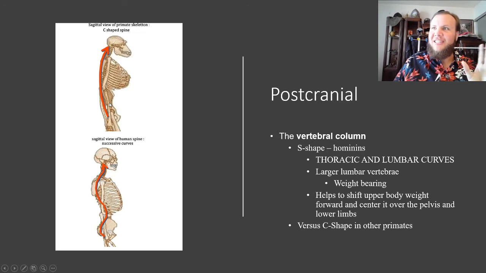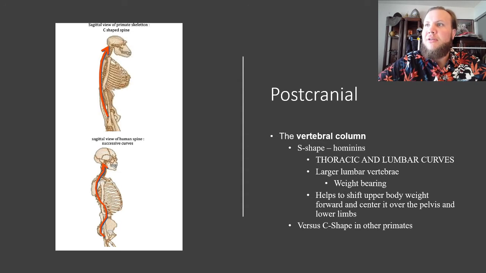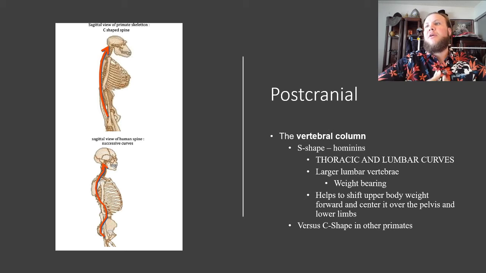Well, in primates, especially chimpanzees, they have a C curve because they don't need that weight bearing, because all their weight is onto their knuckles, right? And their legs. So it's more evenly distributed. They don't need that S-shaped curve.